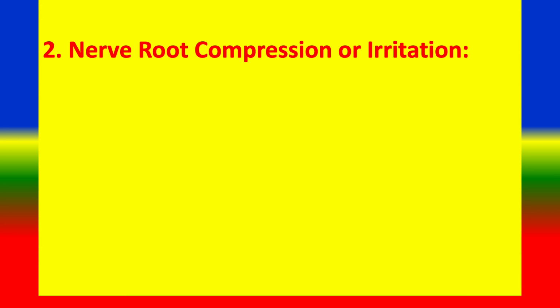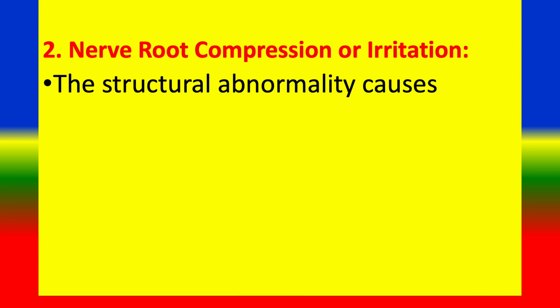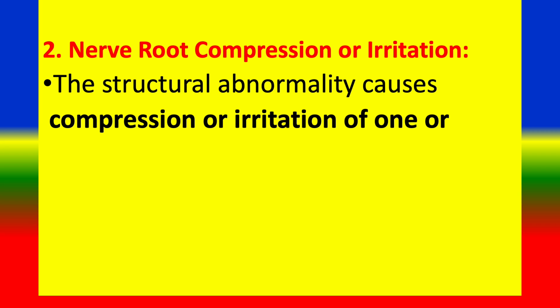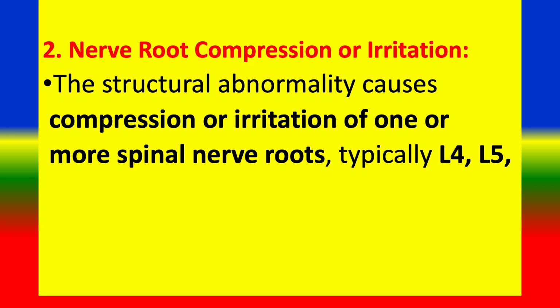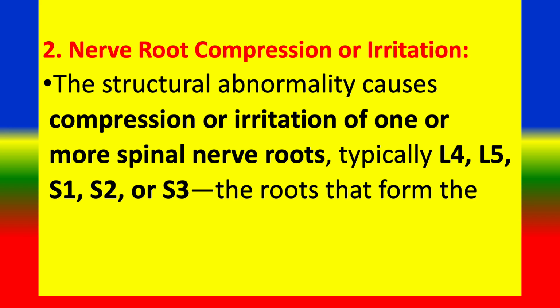2. Nerve root compression or irritation. The structural abnormality causes compression or irritation of one or more spinal nerve roots, typically L4, L5, S1, S2, or S3, the roots that form the sciatic nerve.